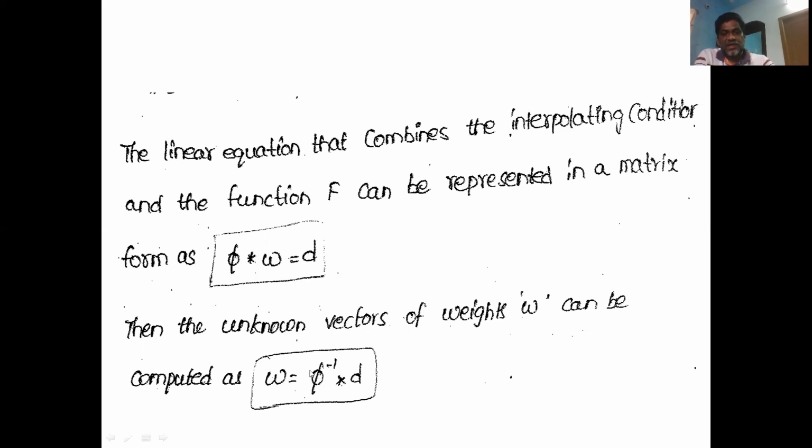Because it is a square matrix, we can easily calculate its inverse, and multiply it with the desired responses D. So the weight vector, which is needed to identify the function that maps the input space into desired responses, will be calculated as W equals phi inverse into D.